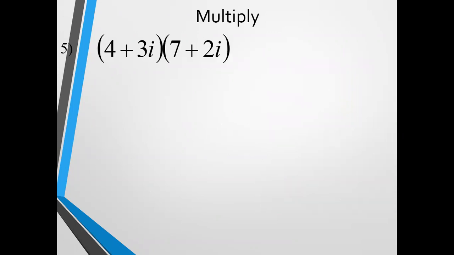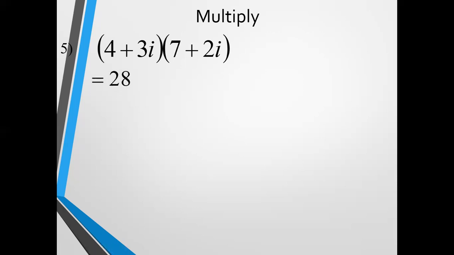All right. Now, we want to see how to go about this kind of multiplication. In this case, what you do is the normal way you expand your bracket. You multiply 4 by 7. Then you multiply 4 by 2i. You also multiply 3i by 7, and you multiply 3i by 2i. So let's see how to do that.